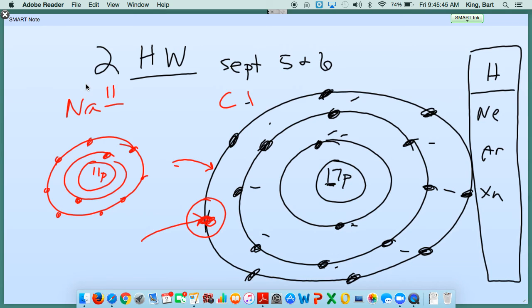So think about sodium and chlorine as an 80-year-old man and a 25-year-old model, okay? They each want something from each other, and they're willing to give it to each other, but to do that, they have to be bonded, all right? For sodium to become stable, it has to bond with something else.